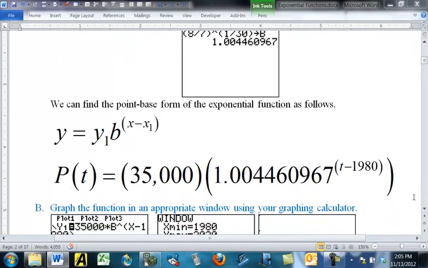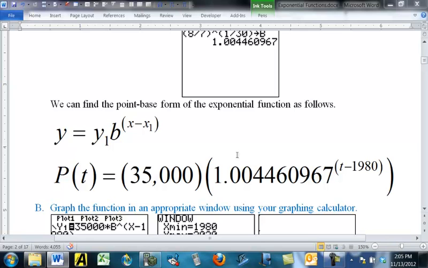Now, what's the point base formula? Well, we use that same formula. Y equals y1 times b to the power x minus x1. Y1 was 35,000, where b is what we just figured out, 1.004460967. And the power is, well, we're going to use t instead of x. We're going to use p of t instead of y. And so this becomes the power of t minus 1980, because in 1980 there were 35,000 for the population.